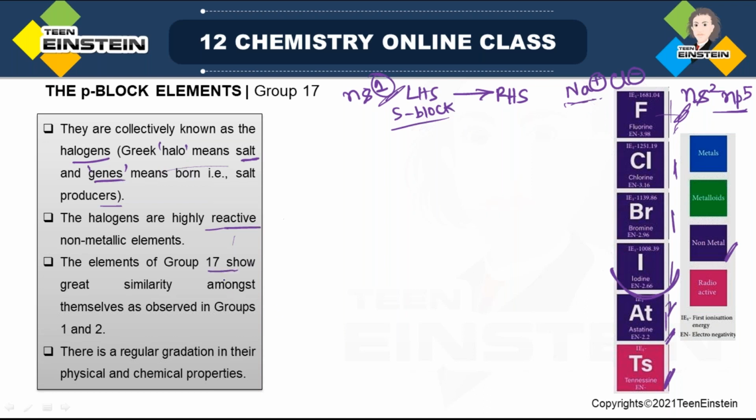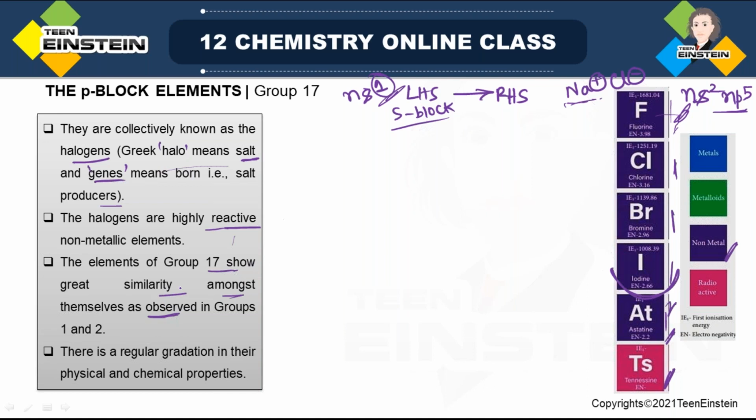The elements of group 17 show great similarity among themselves. That is, if you compare with other groups, just compare groups 15 or 16 that we have discussed, just finished group 16, there is some discrepancy in their properties, especially the first element, it behaves differently. But in this case, you will see some great similarity. That is, some consistent nature is there.